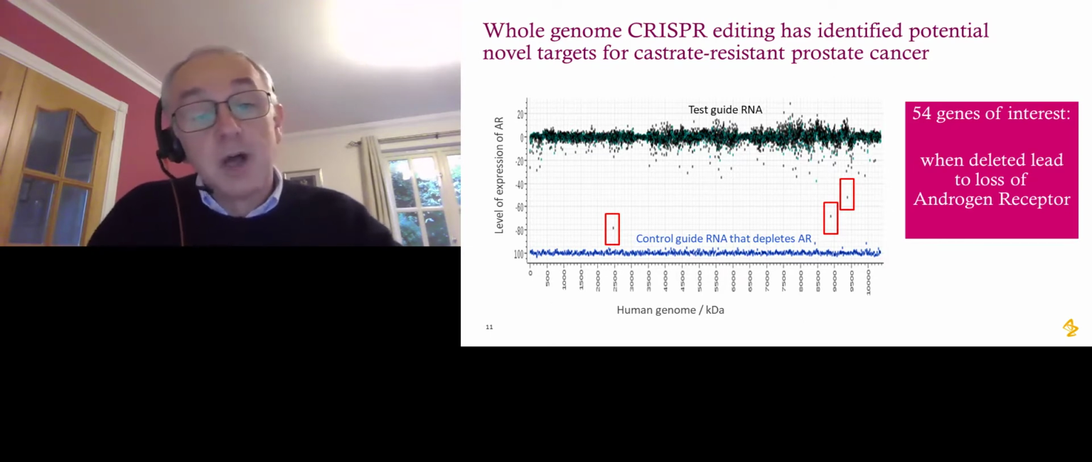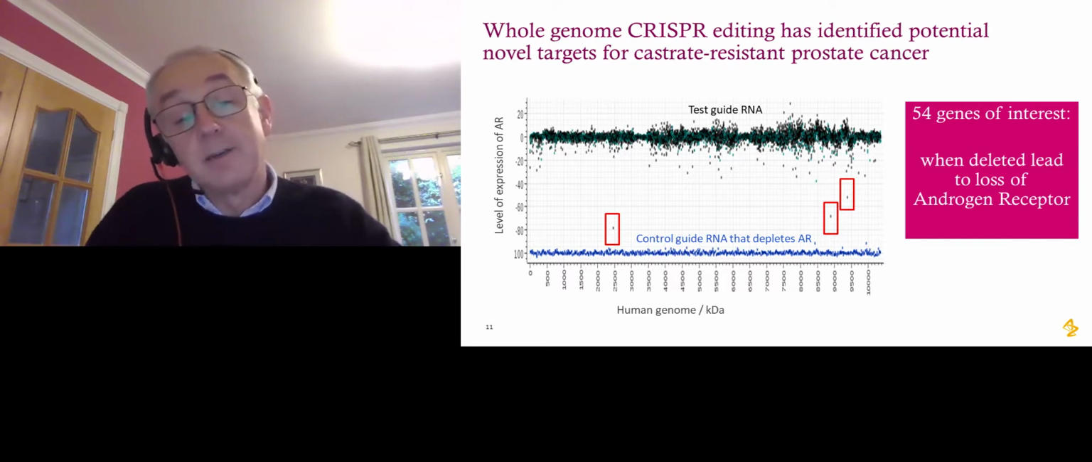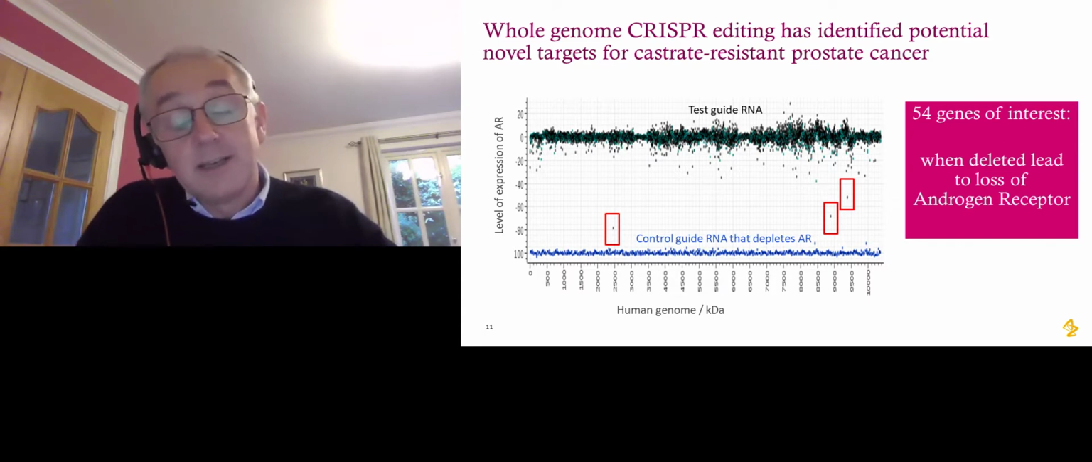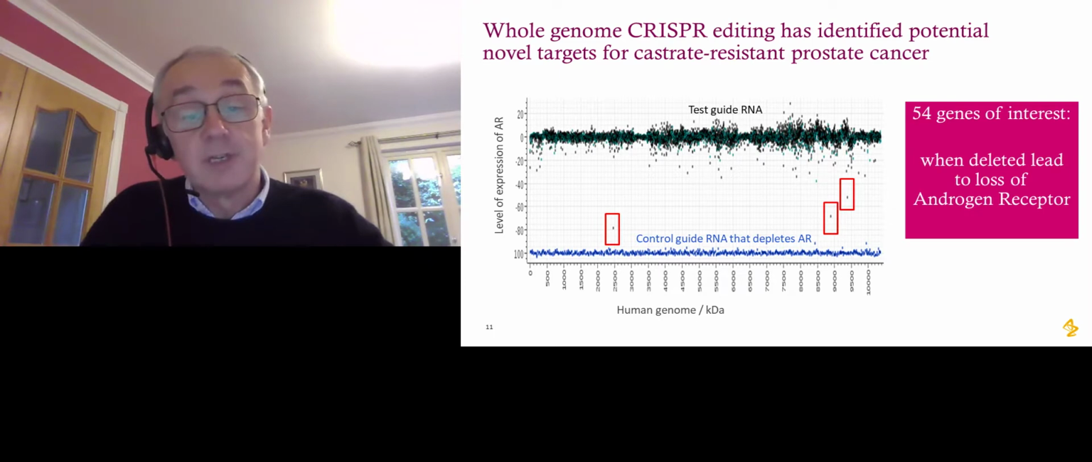So what we have on the chart here is we've tested around 10,000 guide RNAs. The blue dots at the bottom of the chart are a control guide RNA that is specifically targeted at deleting the androgen receptor. The black dots at the top of the chart are all of those genes that, when deleted, have no effect on the level of expression of the androgen receptor. And the dots that we see in between, and those that are circled in these red boxes, are genes which, when deleted, lead to a loss of expression of the androgen receptor and hence represent novel drug targets.